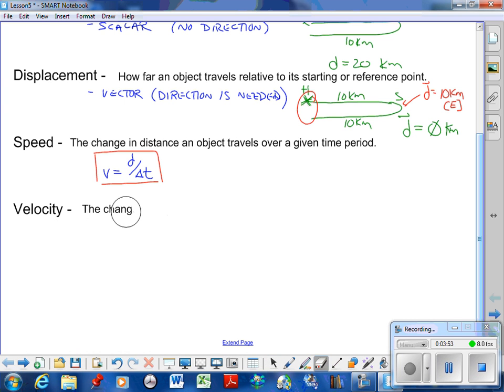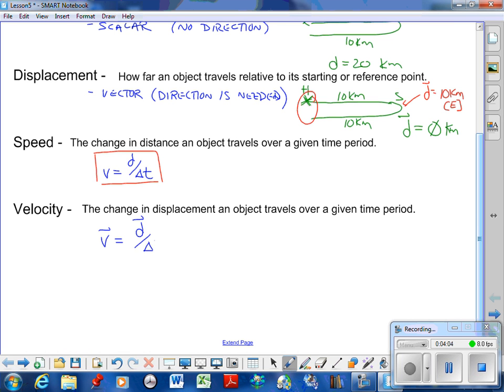Speed is the change, and v stands for, I know it seems like it should be for velocity, but because there's no vector symbol on top, it is speed. Whereas velocity is the change in displacement over a given time period. And we write this as a vector now, so that's now velocity, which means we need to have a vector on the other side being divided by time. All right, so speed is just looking at how fast you're going. Velocity is how fast you're going and what direction you are traveling.